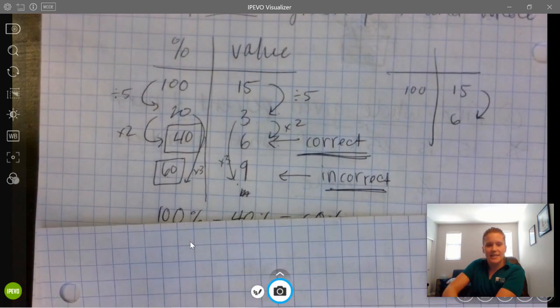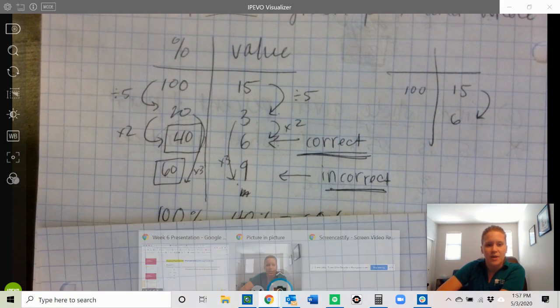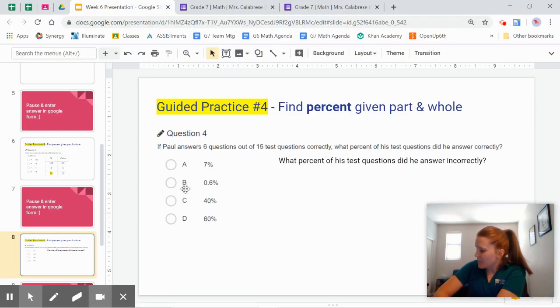Awesome. Let's go ahead and enter our answer for question 4. Let's see, for percent correct, we got 40%, C.